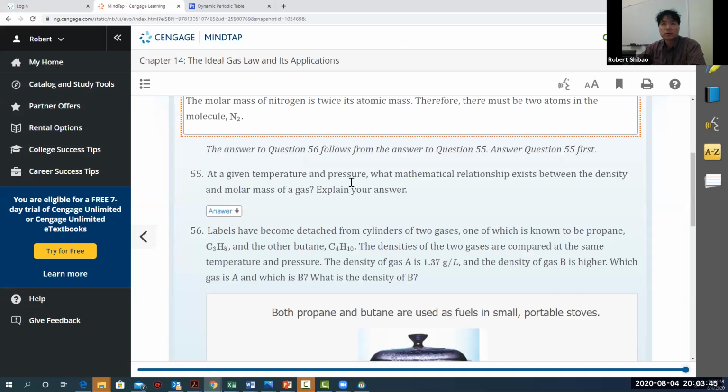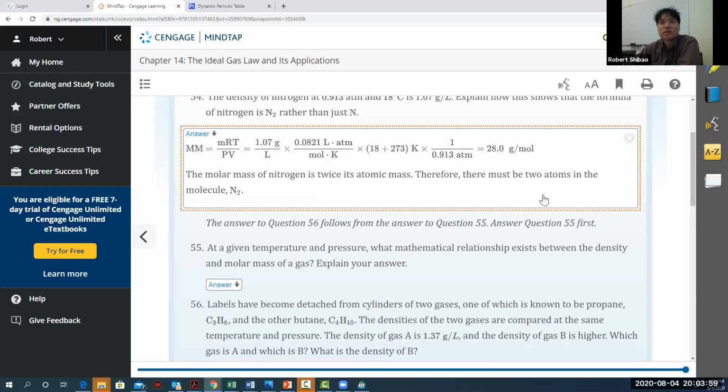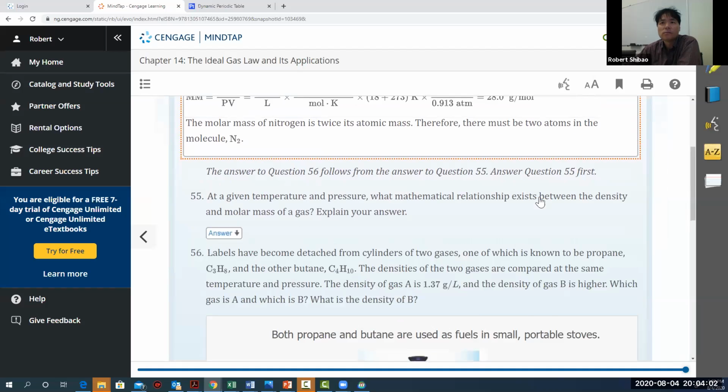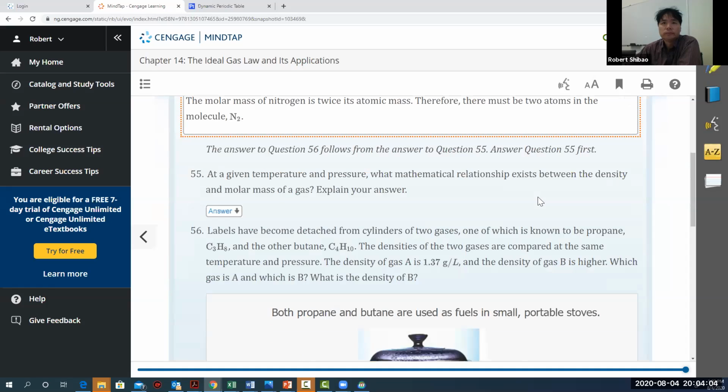At a given temperature and pressure, what mathematical relationship exists between the density and molar mass of a gas? Explain your answer. They wanted an equation, so we could come up with an equation here. The equation I did was this: the molar mass is equal to the density times the molar volume. This is the equation I just did for this.